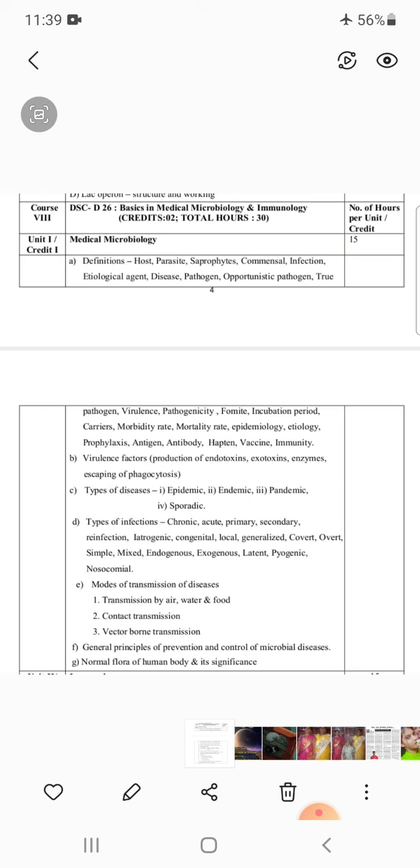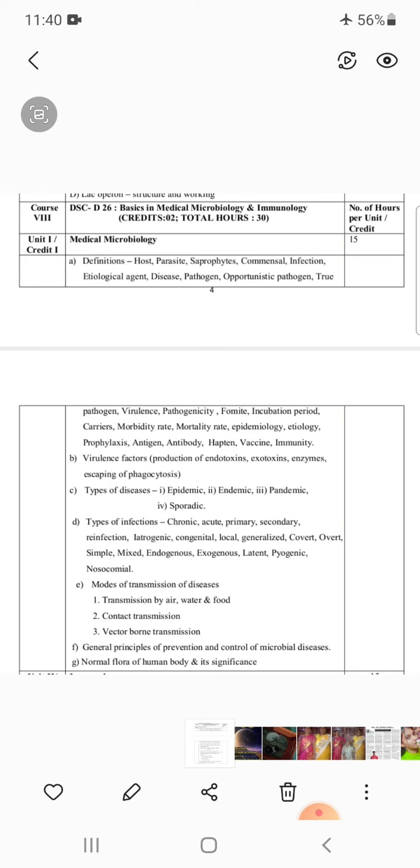Next one is antibody. After entry of an antigen into the body of the human or host, our immune system generates antibodies against the antigen produced by the pathogen, are known as antibodies. Next definition is hapten. It is nothing but a small molecule which, when combined with a larger molecule such as proteins, will lead to the production of antibodies. Such a substance is known as a hapten.